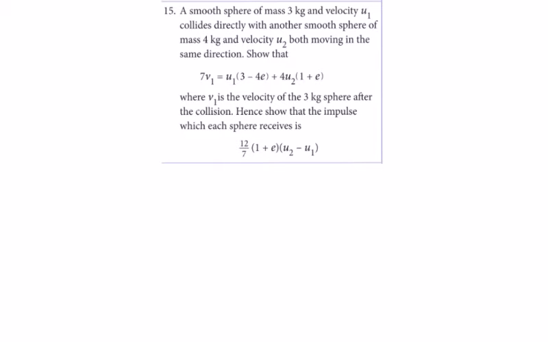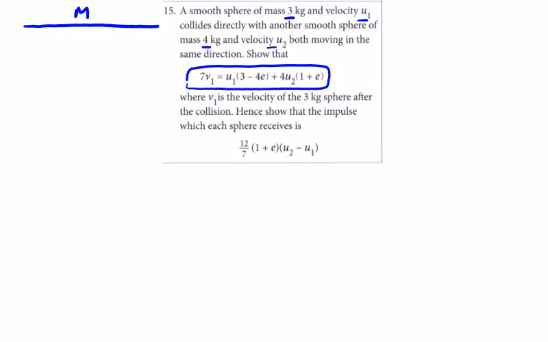In this question we have a smooth sphere of mass 3 and velocity u1 colliding directly with another sphere of mass 4 and velocity u2, both moving in the same direction. So this big long expression here is true: 7 times v1 is equal to u1 and e and u2. So we need things in terms of v1 here. So let's look at our little chart.